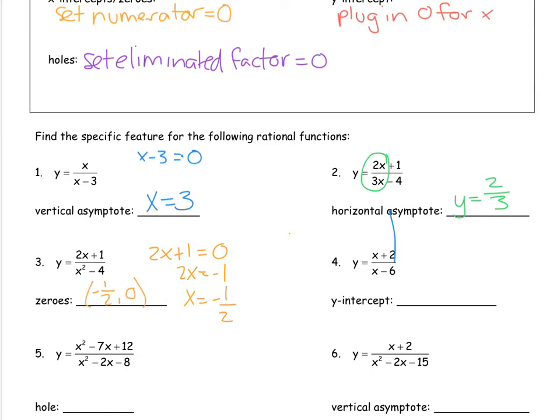For number 4, they're asking us to find the y-intercept. This is when you plug in 0 for x. So 0 plus 2 over 0 minus 6, 2 over negative 6 reduces to negative 1/3.